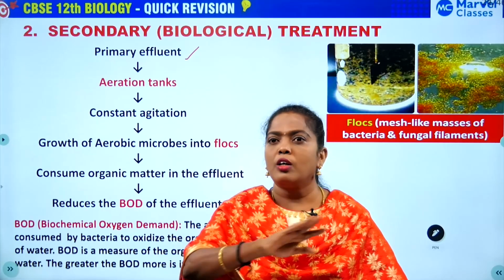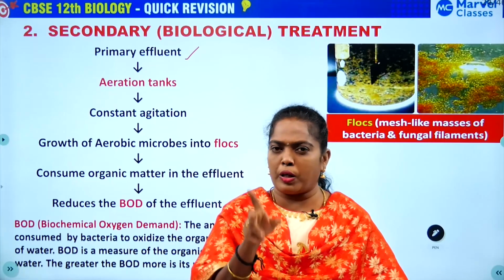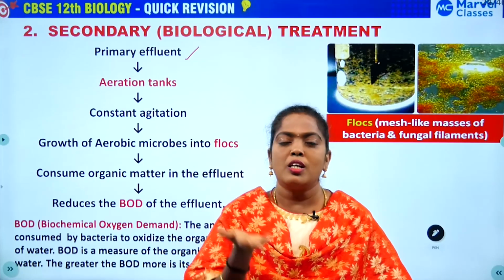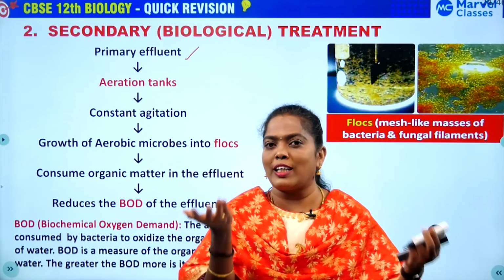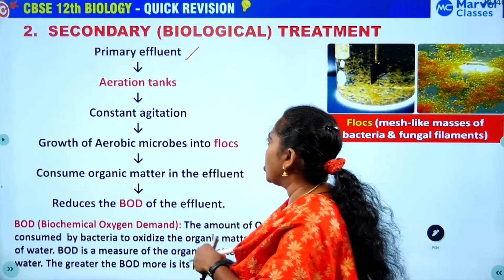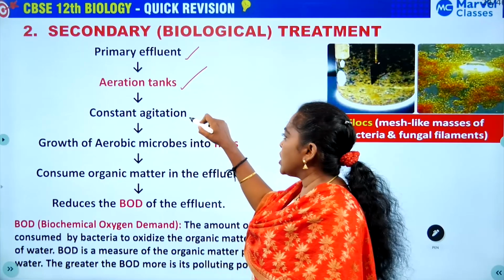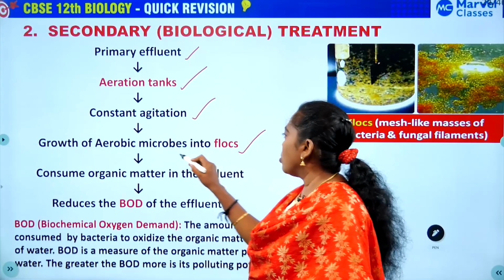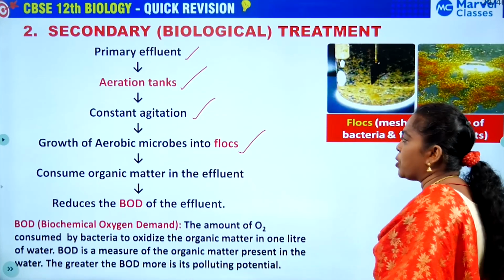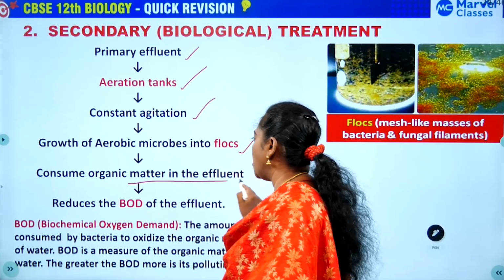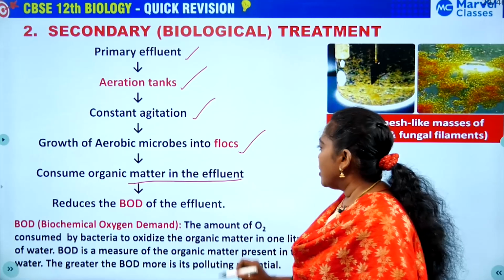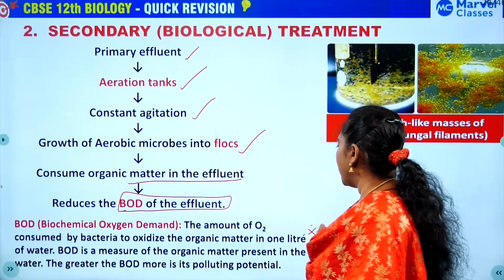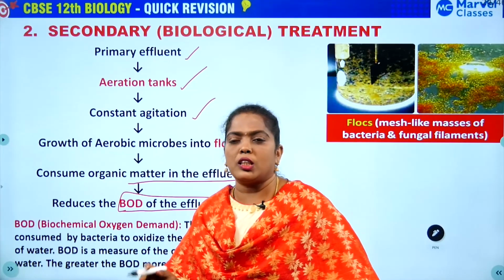That is primary treatment. No biological process is involved there. In the primary treatment, only two steps: one is sequential filtration and the other one is sedimentation. After that we will get that effluent, that water. We are going to pass that water into the aeration tank, constantly agitating it. After constantly agitating it, the microbes will grow into flocs. You can see that here in the picture. Then these flocs will consume the organic matter. Then that will reduce the BOD. So BOD, again another 1 mark question. You can see here BOD, the biochemical oxygen demand.